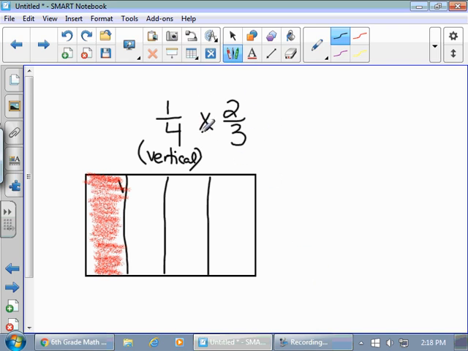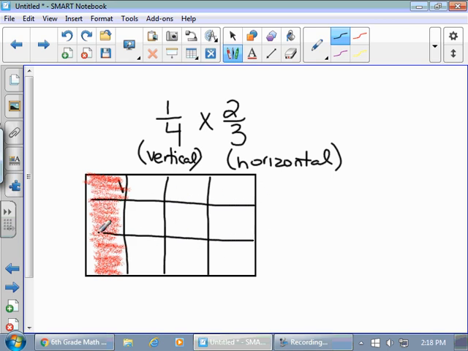Now, the second fraction is going to be the horizontal. So I'm going to split it into 3. So it's going to look like rows. So there's 1 row, 2 rows, 3 rows, and I'm going to shade 2 of those.